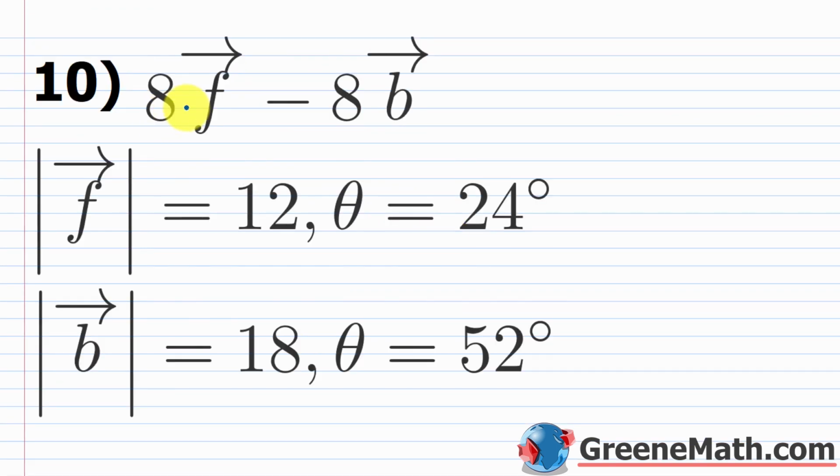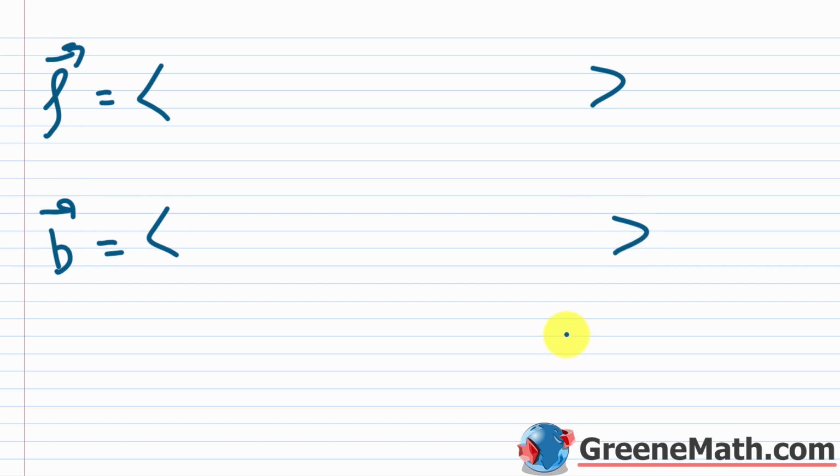So here we have 8 times the vector f minus 8 times the vector b. And you see we have the same setup as last time. So what I need to do is figure out my vector f in component form. So this equals what? And then my vector b in component form. So this equals what? Okay, so we know that it's the magnitude times the cosine of the direction angle for the horizontal component, and then the magnitude times the sine of the direction angle for the vertical component.